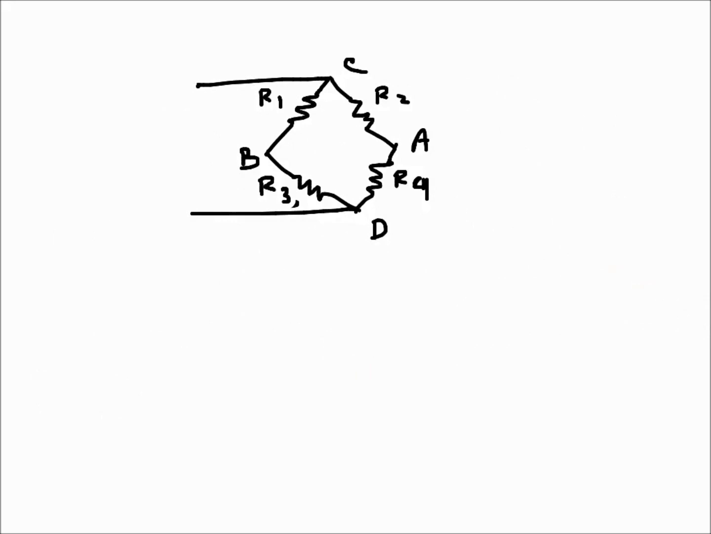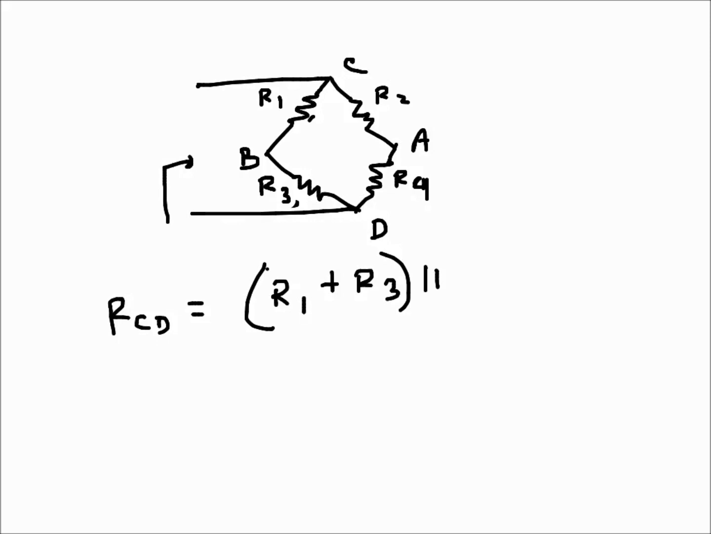In this one, if we want the equivalent resistance RCD, that is essentially R1 plus R3. These two, R1 and R3, are in series, and this whole thing is in parallel with R2 plus R4, since R2 and R4 are also in series. So this is probably pretty obvious.